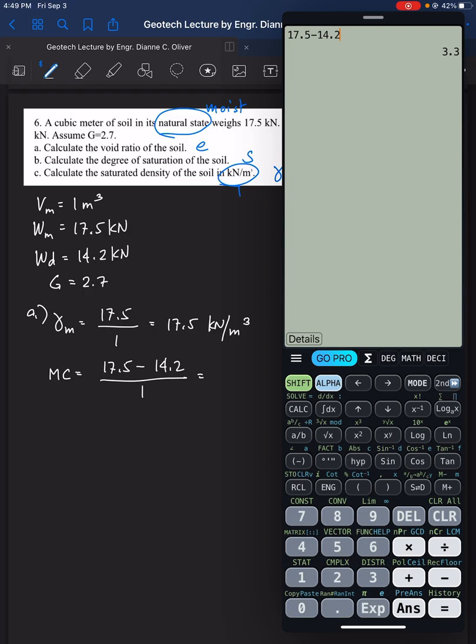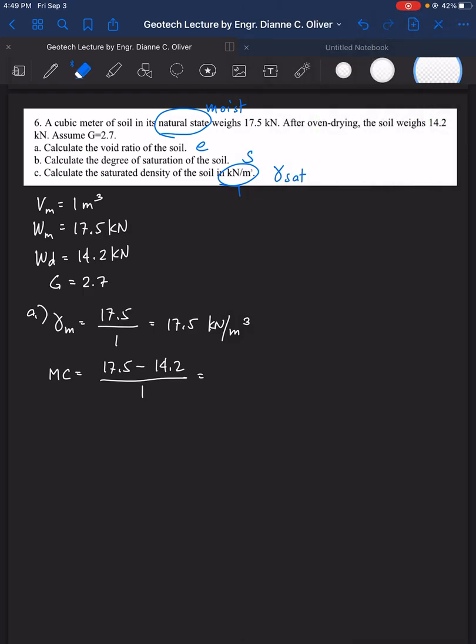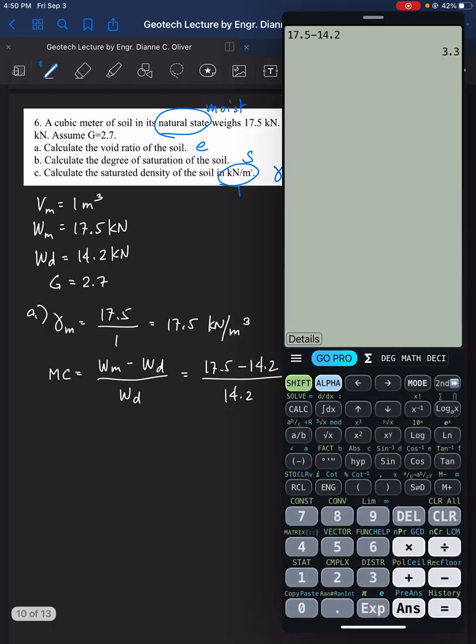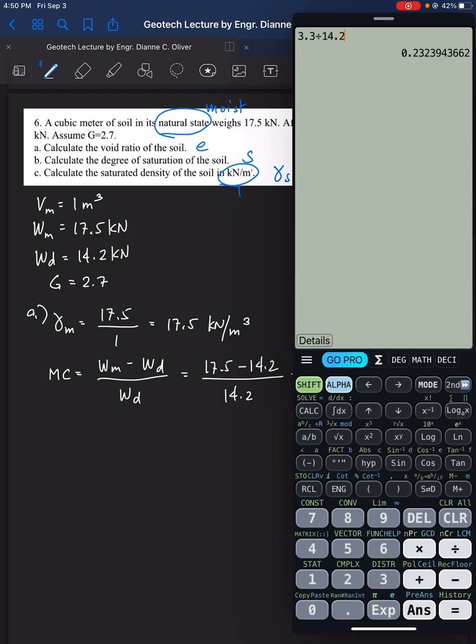Oh yeah, why did I divide it with 1? Remember that for the moisture content, it should be the water over dry. So the moist weight minus the dry weight over the weight dry. So that is 17.5 minus 14.2 divided by 14.2. That is equal to, so what is 3.3 divided by 14.2? So 0.2324.